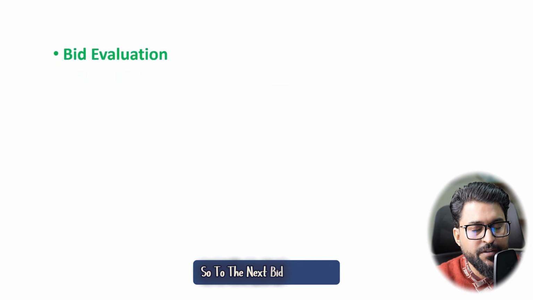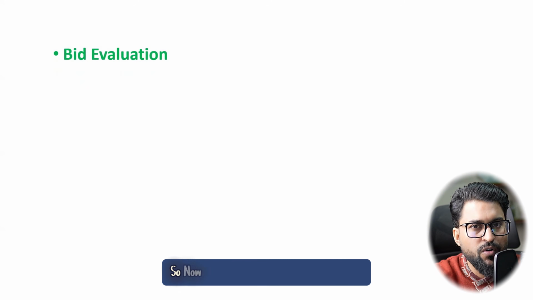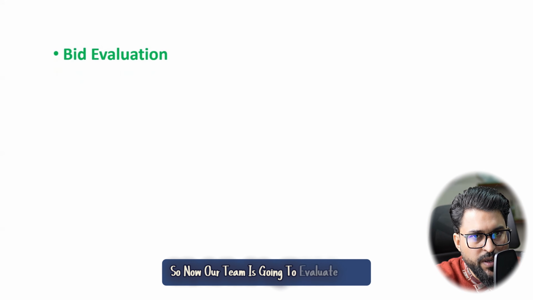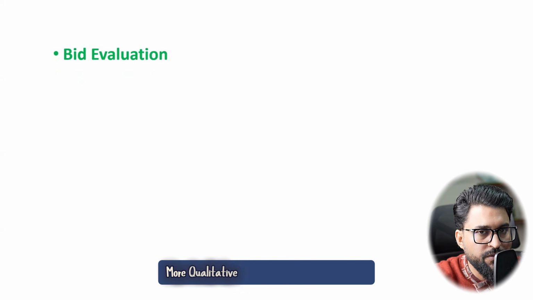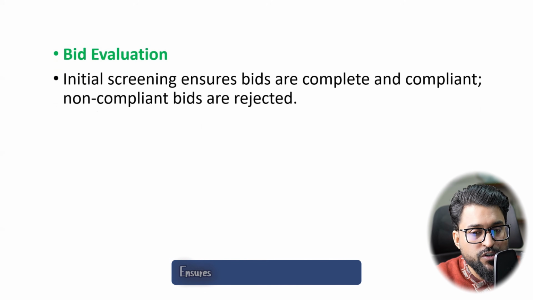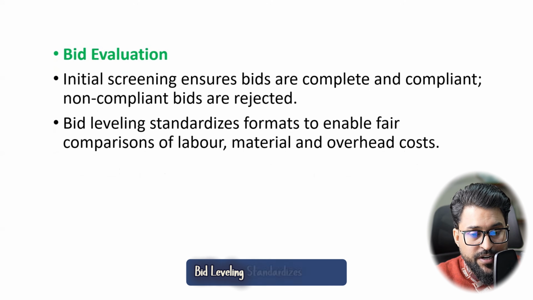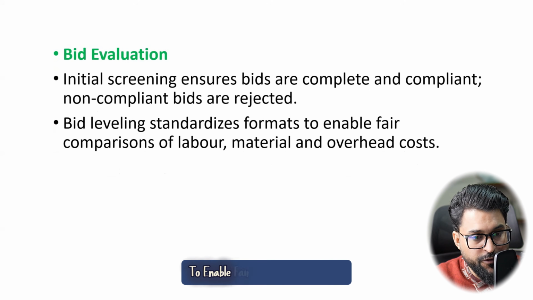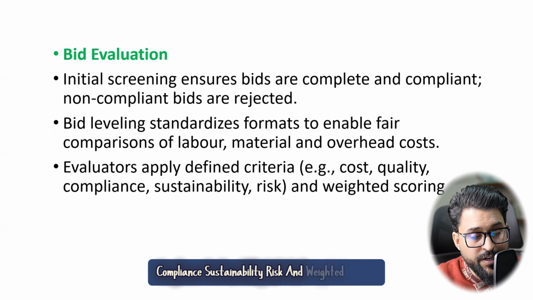So, to the next, bid evaluation. Now all these bids are on the table of the client and consultant. Our team is going to evaluate which contractor is most promising, offering more qualitative work at a more reasonable price. In bid evaluation, initial screening ensures bids are complete and compliant. Non-compliant bids are rejected. Bid leveling standardizes formats to enable fair comparison of labor, material and overhead cost. Evaluators apply defined criteria like cost, quality, compliance, sustainability, risk, and weighted scoring.